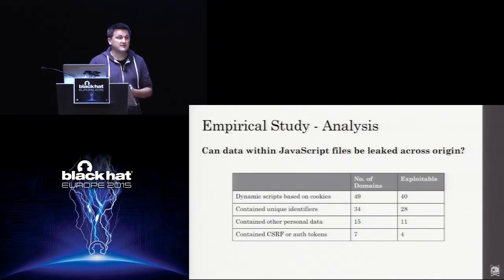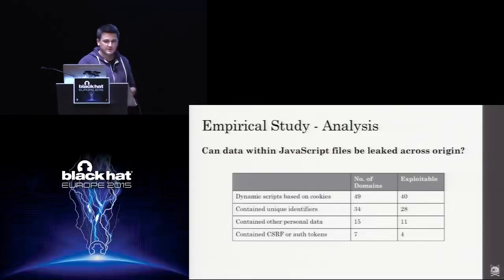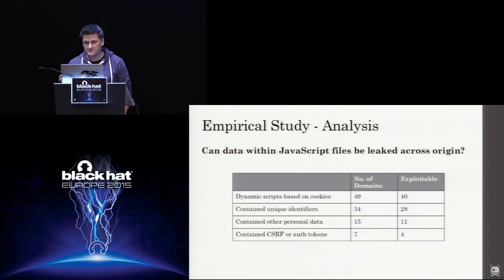From the 15 occasions where we had personalized data in the scripts, we were able to exploit 11, and we found all kinds of things. We found phone numbers, email addresses, banking data, credit card numbers, and so on and so forth. And from the 7 scripts that contained CSRF or auth tokens, we were able to exploit 4 of them, and I will present a few of them soon.